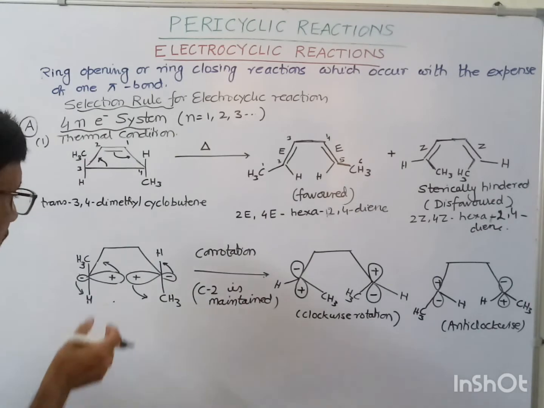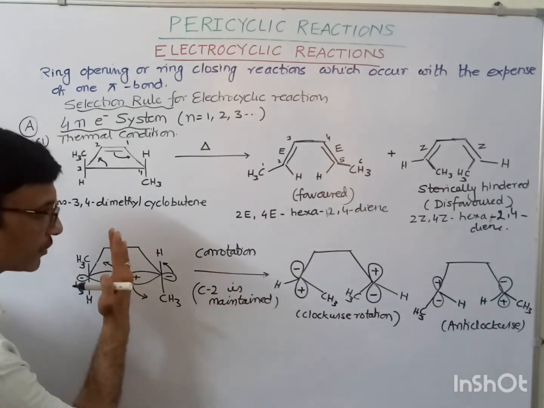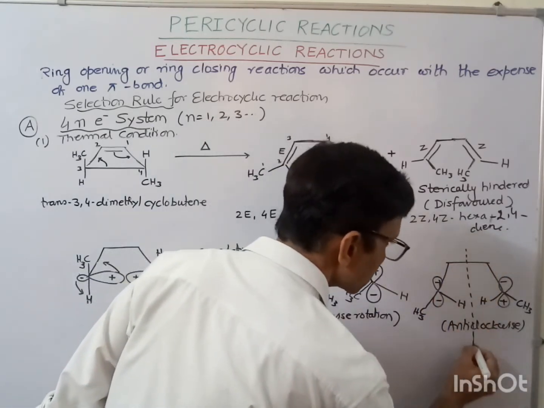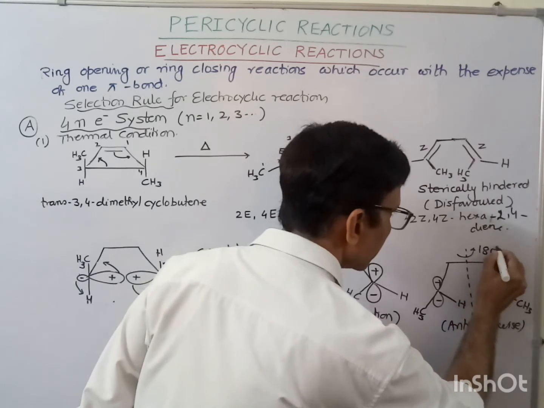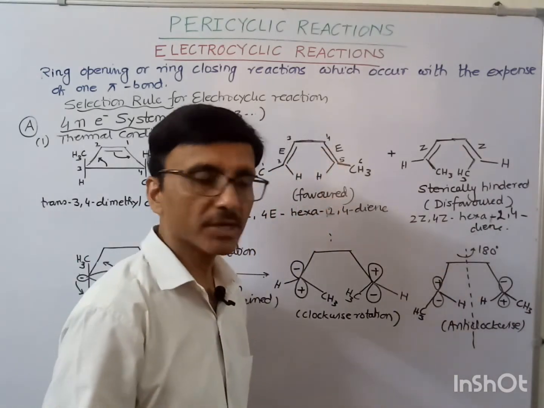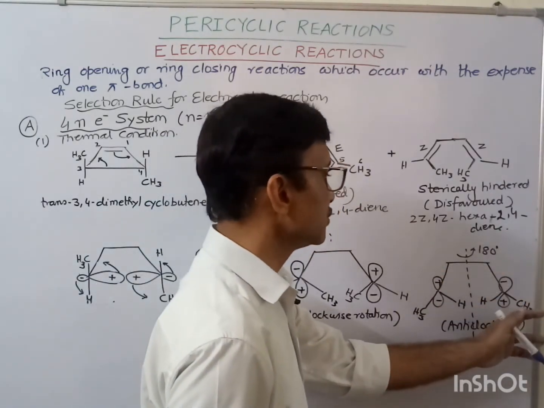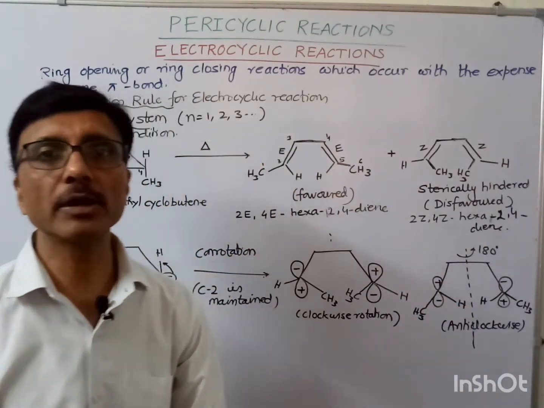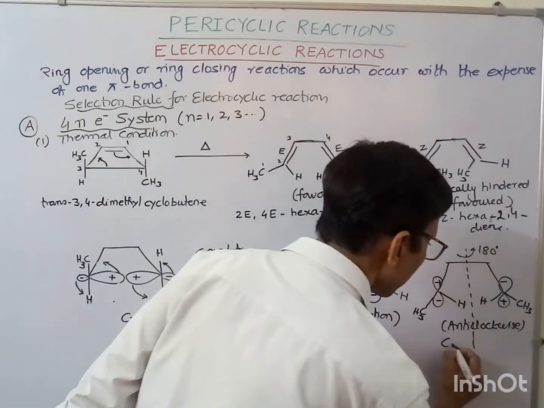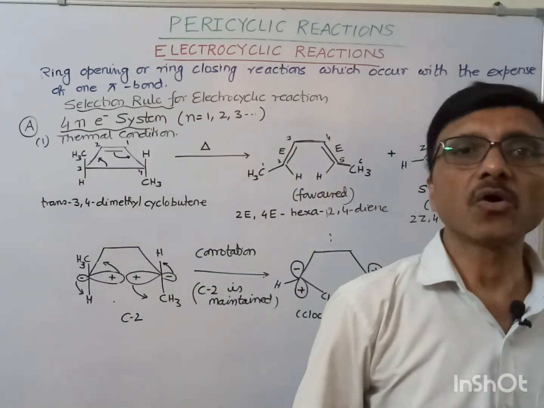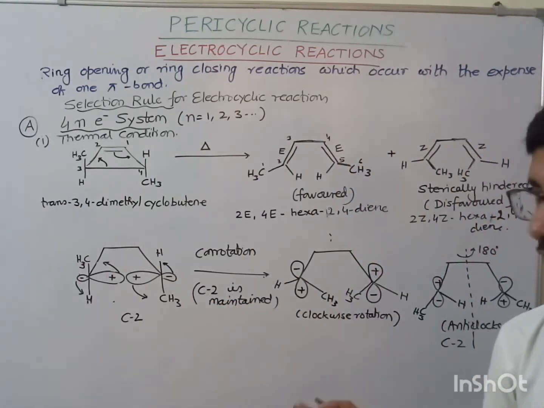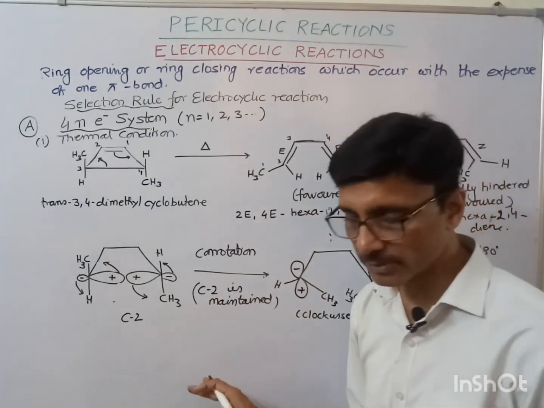If you see here, this has C2 symmetry and this also has C2 symmetry. If you pass the rotation axis and rotate it by 180 degrees, then this plus will go at the place of plus, minus will go at the place of minus, CH3 will go at the place of CH3, hydrogen will go at the place of hydrogen. So here C2 is maintained, here C2 is maintained. So in reactant and product, the symmetry is conserved. This should be the mechanism for this.